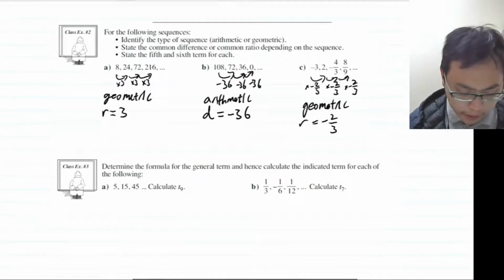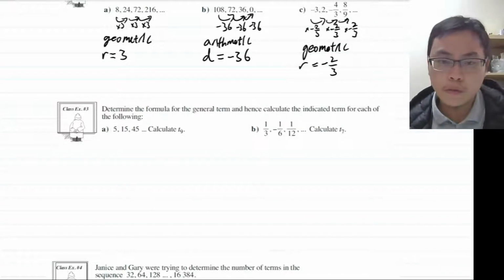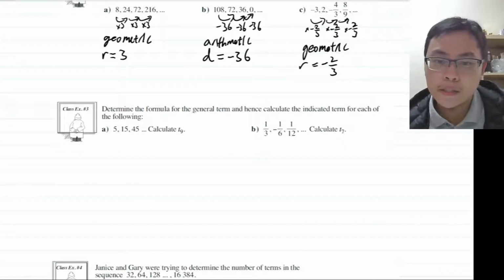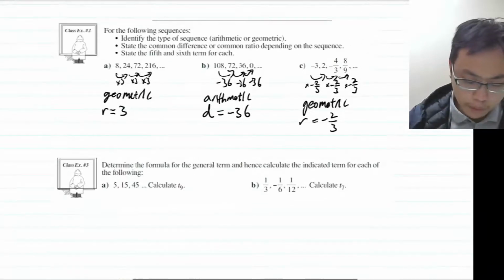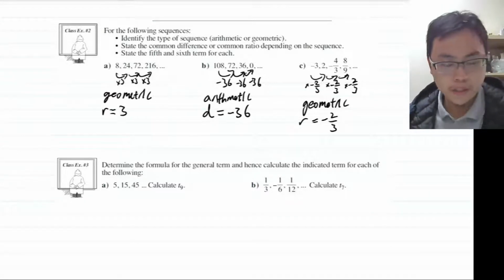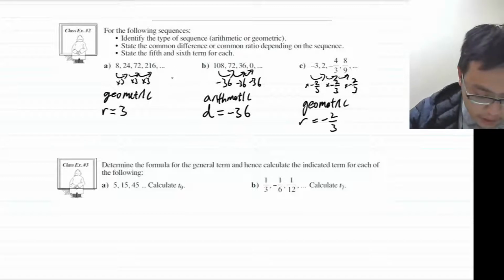Let's have a look at the next example. It says determine the formula of the general term and calculate the indicated term of each of the following. Oh, I forgot to do the next two terms. Let's just do the next term for this. If we multiply 216 by 3, the next term will give us 648. And then the next one is going to be 1944.